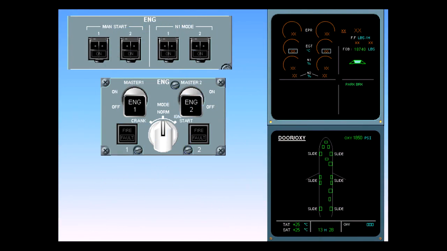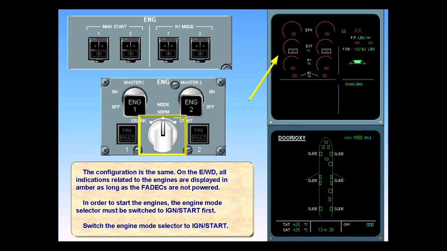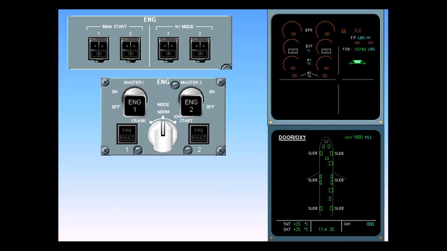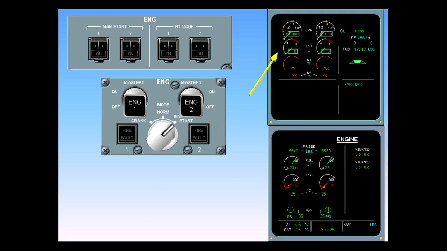On the engine warning display, all indications related to the engines are displayed in amber as long as the full authority digital engine controls are not powered. In order to start the engines, the engine mode selector must be switched to ignition start first. When the selector is in the ignition start position, the full authority digital engine controls are energized and the engine parameters are displayed on the engine warning display. The engine ECAM page is displayed automatically.